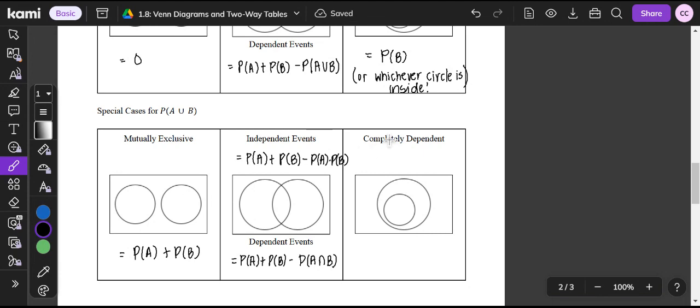All right, and then last, completely dependent events. If we're talking about A or B, that technically means because both circles are inside of each other, that technically means I could just be anywhere in that bigger circle. So this is just equal to the probability of A, or whichever circle is outside. It's the outside circle.